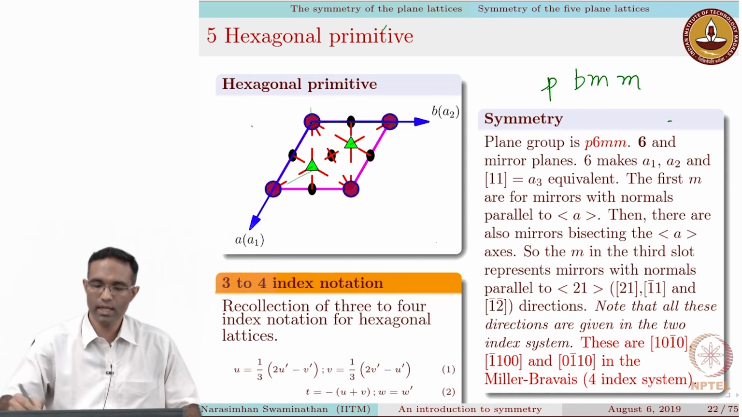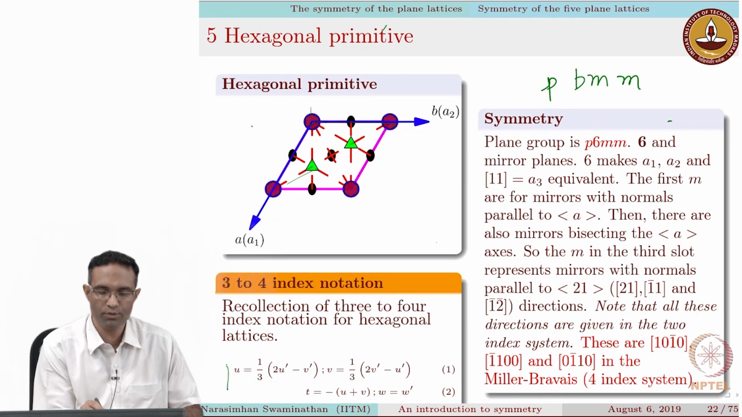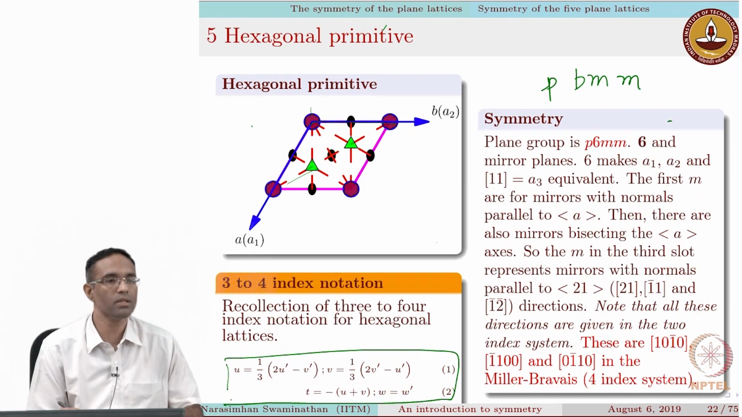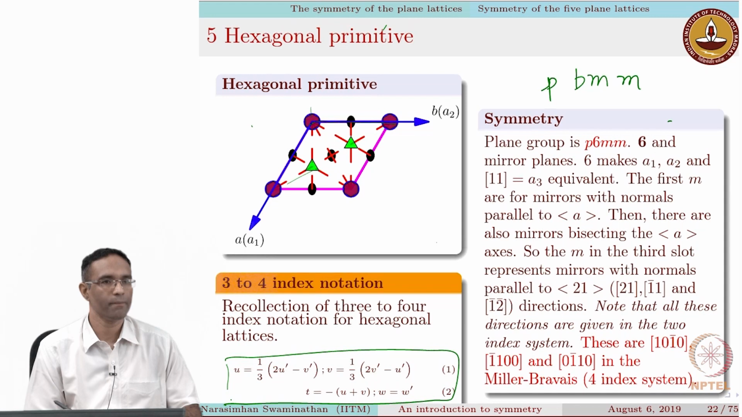This 4 index and 3 index system can be a little bit confusing, but if you work it out carefully using these formulas that I have mentioned in this slide, it should not be too hard. Are there any quick clarifications before I go on to the next topic?